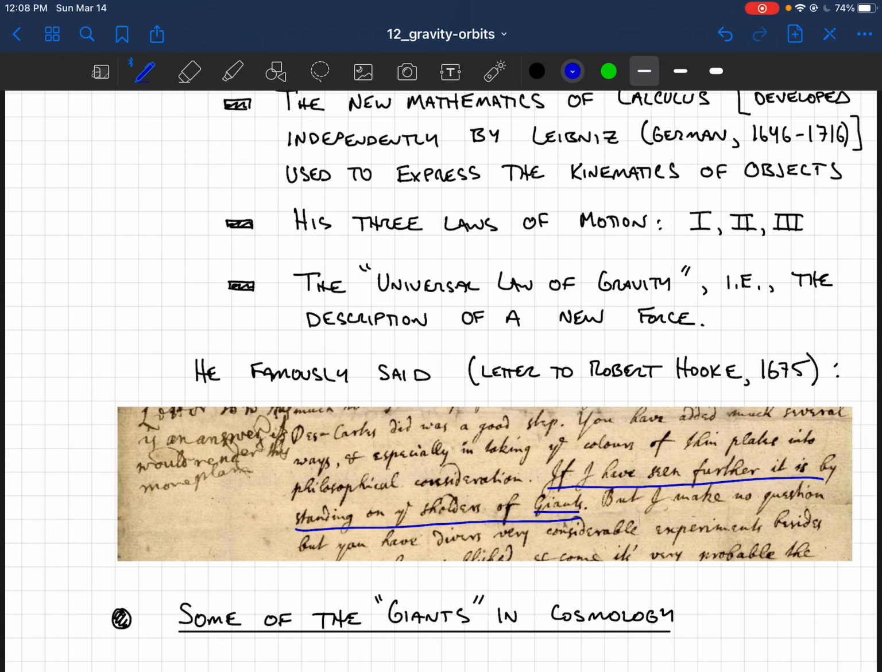It's actually thought possibly that this was a slight dig at Robert Hooke, who apparently was quite a short man, and so he was talking about the giants on which he has stood, maybe not including Robert Hooke.